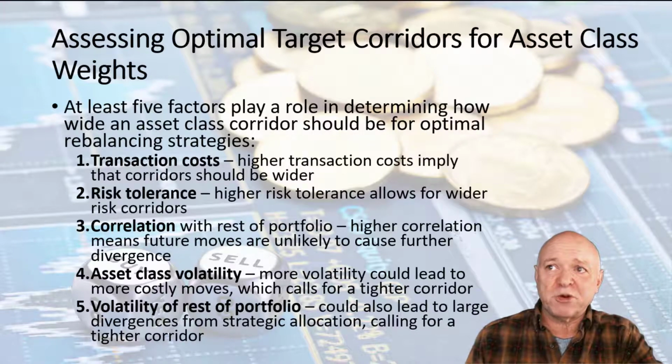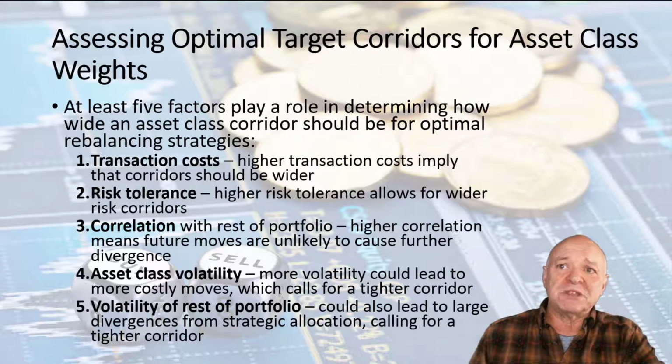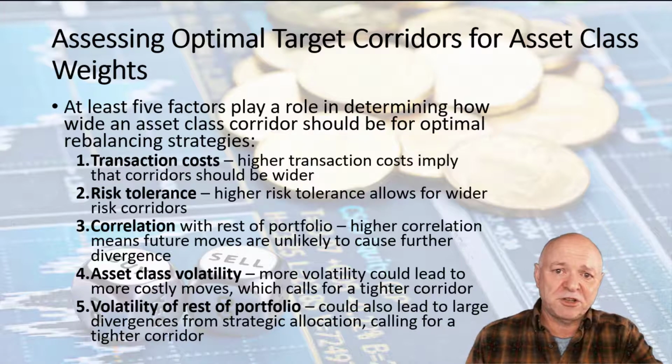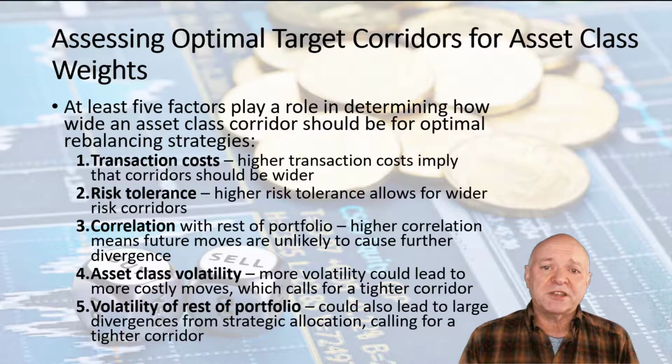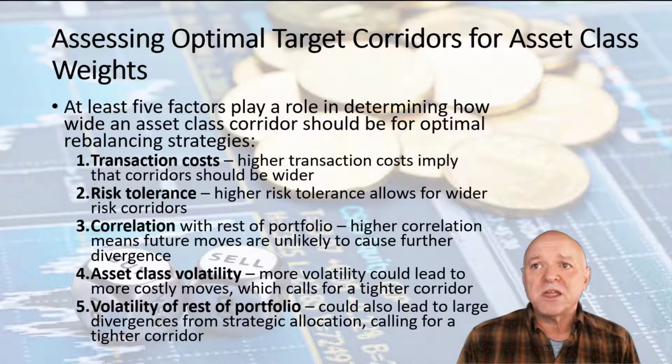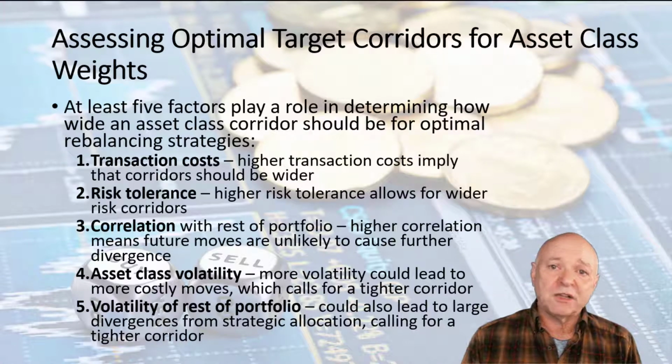Correlation with the rest of the portfolio. Higher correlation means future moves are unlikely to cause further divergence, and so we can also relax a little bit on the corridor width. Asset class volatility. More volatility means we're going to have more costly moves, which calls for a tighter corridor. And volatility relative to the rest of the portfolio could also lead to large divergences, calling for tighter corridors.